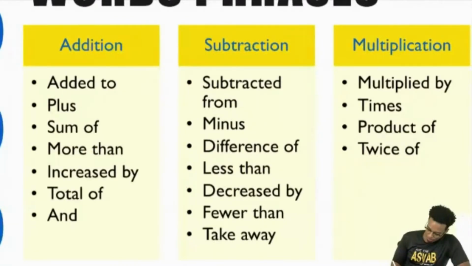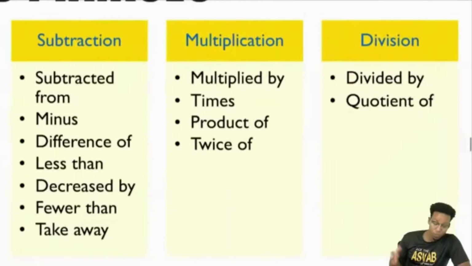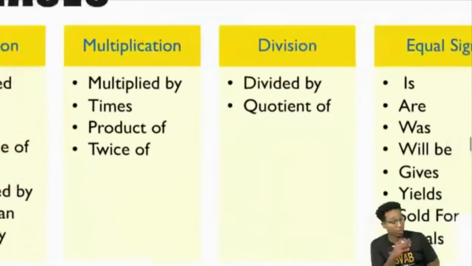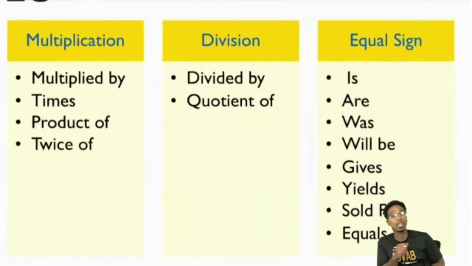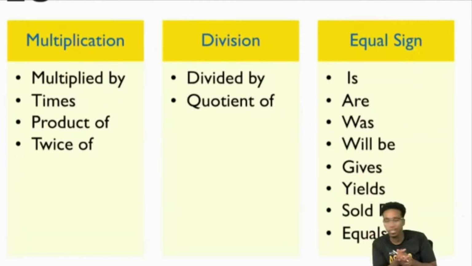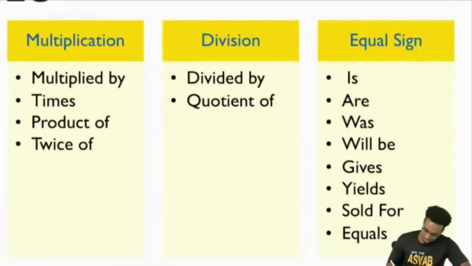So with that, subtraction, hopefully you had a chance to write these down already. Subtracted from, minus, difference of, less than, decreased by, fewer than, take away. All those mean subtraction or can mean subtraction. Multiplication: multiplied by, clearly, times, product of, twice of. Another one that we could add here is per.